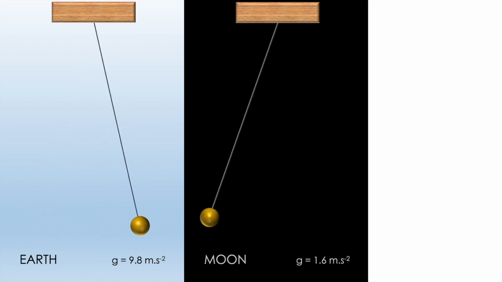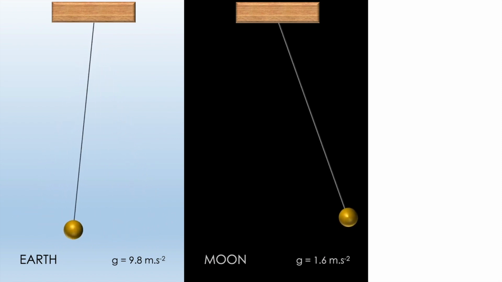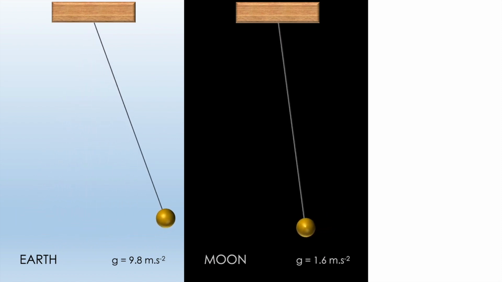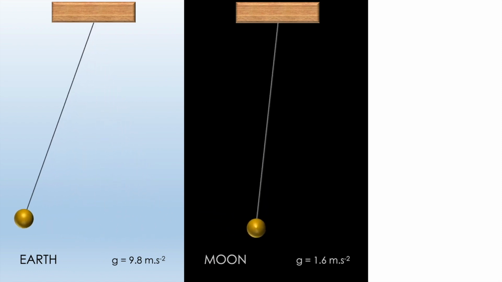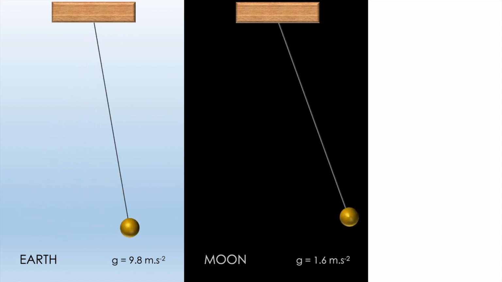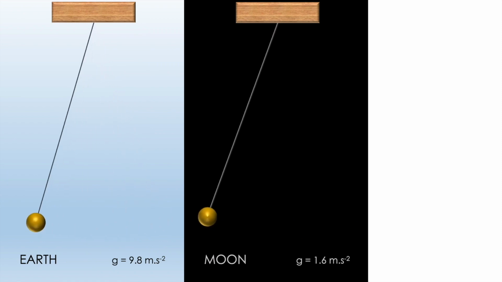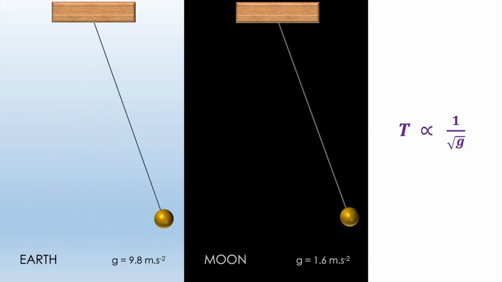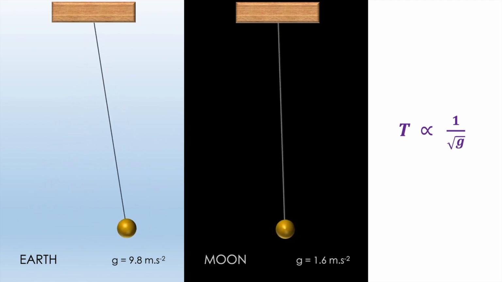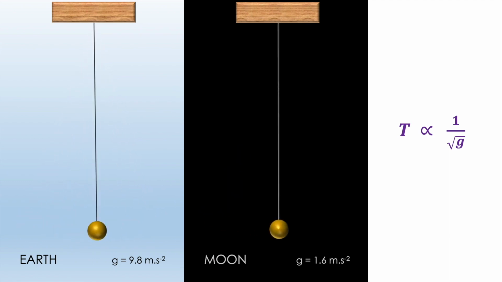This means that the time period of the pendulum on the moon is higher, where the acceleration due to gravity is lower. And this means that there is an inverse relationship between the time period and the acceleration due to gravity. And the correct mathematical relationship is T is inversely proportional to the square root of the acceleration due to gravity g.